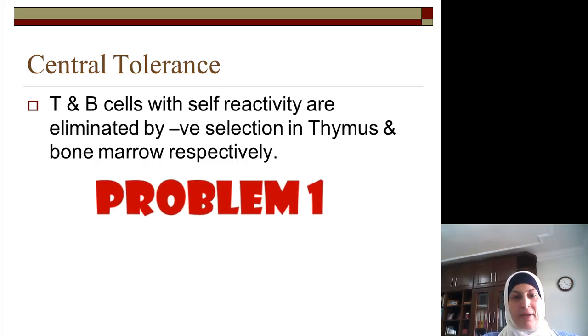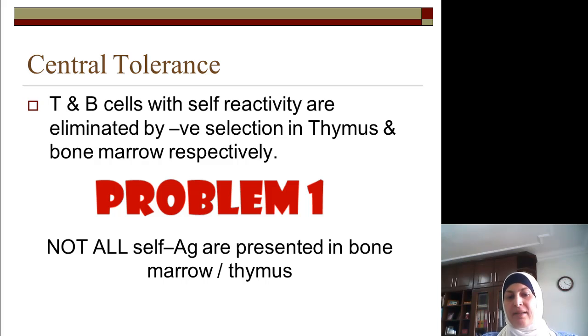The first problem that might happen is that not all self-antigens are presented in the bone marrow or in the thymus. The medullary thymic epithelial cells might not be able to present all types of antigens. There are certain types of proteins that are not expressed in the body until the body reaches puberty, for example certain hormones. Also, a T cell that recognizes a self-antigen might not come in contact with the medullary thymic epithelial cells. All of these are possibilities, and they actually do happen in normal physiological conditions.